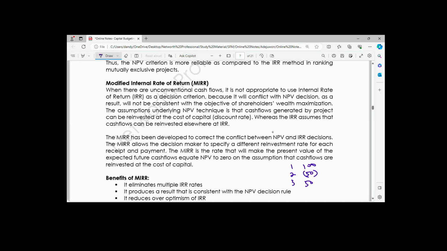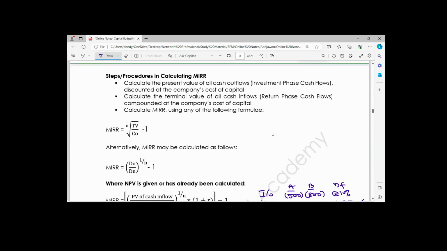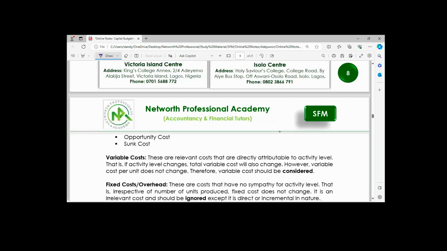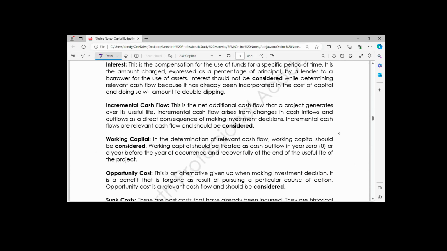Then how do you calculate the modified internal rate of return? There are about 3 formulas that I can provide that we can use to calculate it. However, you need to understand some basic things when it comes to calculating it. If I like, I can use the present value method to calculate my modified internal rate of return. If I like, I can use the terminal value method. Let me find the space. Let me go back there and clean what I have here.